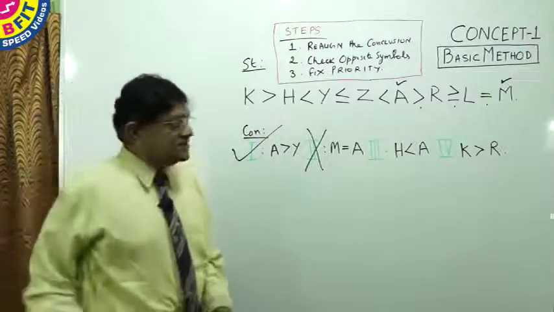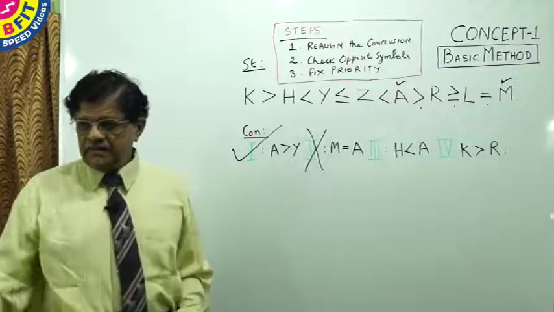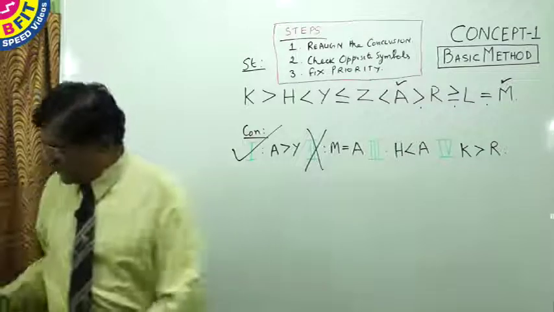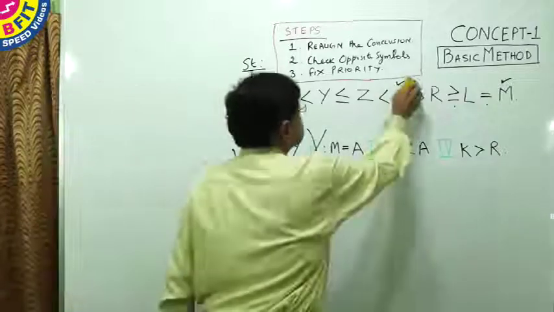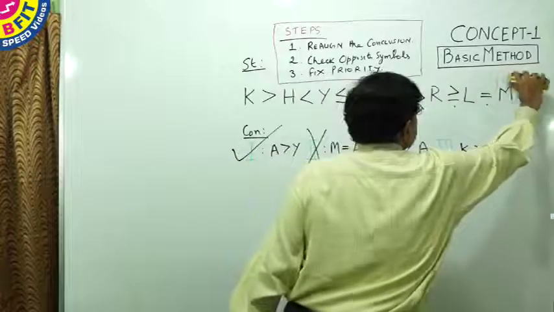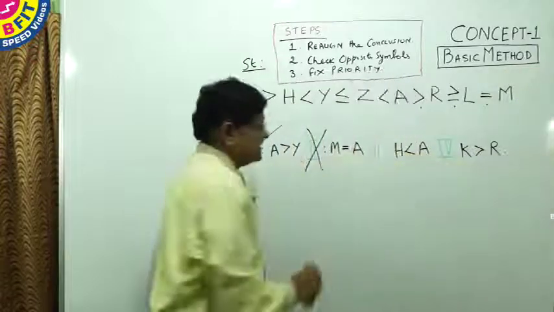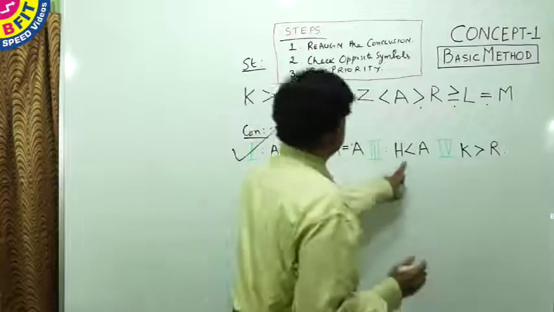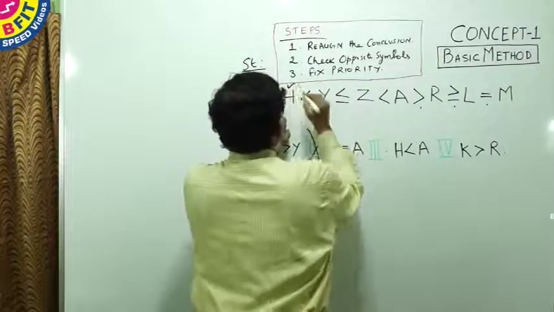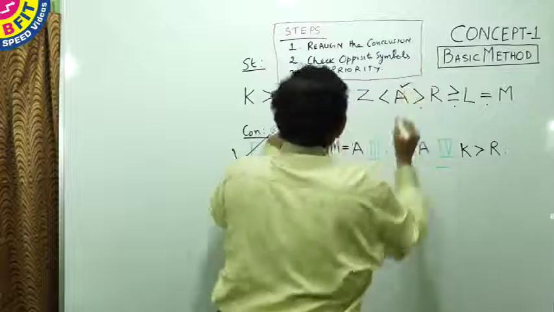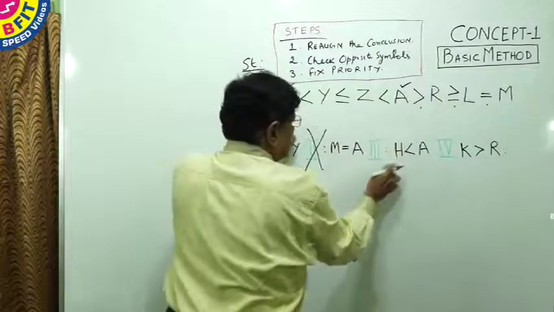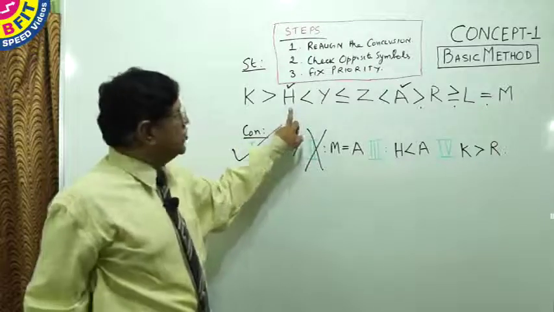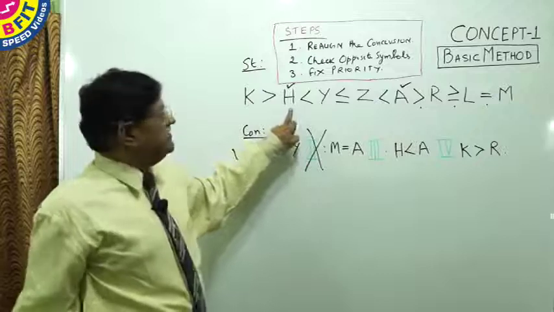Third conclusion is H is less than A. Where is H? H is here. A is here. Now H and A, in the conclusion also, the order is maintained. H comes first and A. Therefore, there is no need for any realignment. Now we have to only verify the symbols.